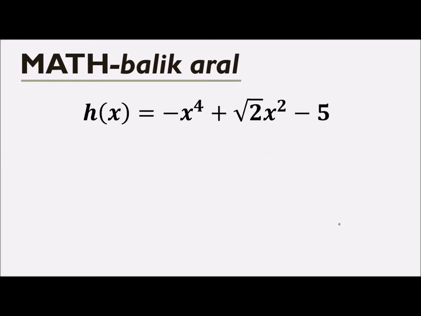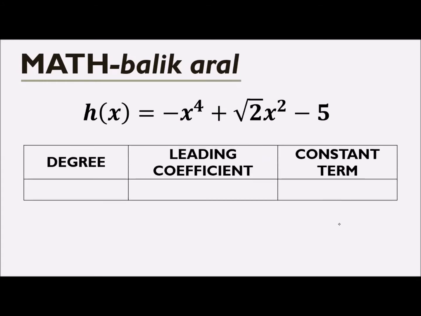Another one: we have here h of x is equal to -x to the 4th plus the square root of 2 x squared minus 5. What is the degree? Again, the highest exponent, so that is 4. So this is our leading term. Now, what is our leading coefficient, the numerical coefficient? We have a negative, and no number written, which only means there is a 1, and right now it is negative. And then the constant term, very good, that is -5, the number without a variable beside it. I hope that's clear.